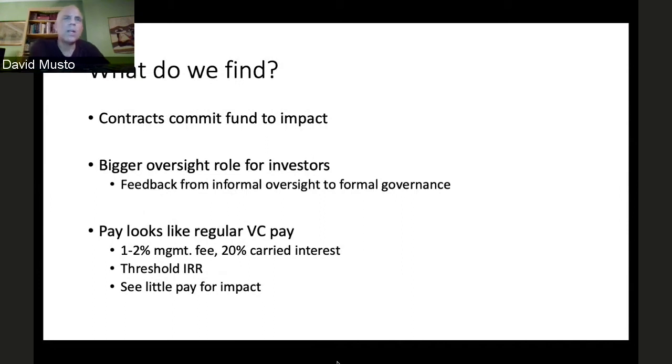Okay. So just quickly, because I've run over here, what do we find? Let me say briefly: number one, we see that when impact VCs write their contracts, they commit the fund to impact directly in the contract. And that sounds like, well, of course they do. Well, actually, that's interesting for two reasons. Number one, there's a lot of talk in this area of greenwashing, right? You say you're an impact investor, but you're just saying that, and then you go ahead and do the same thing everyone else does, and then give yourself credit ex post.